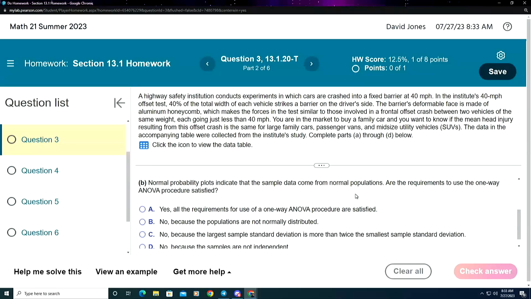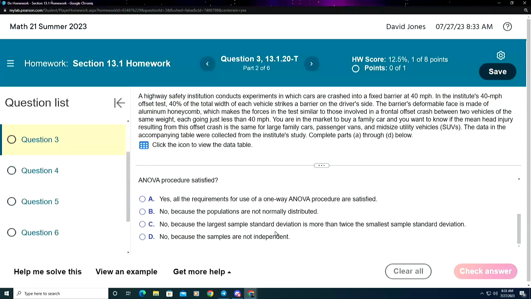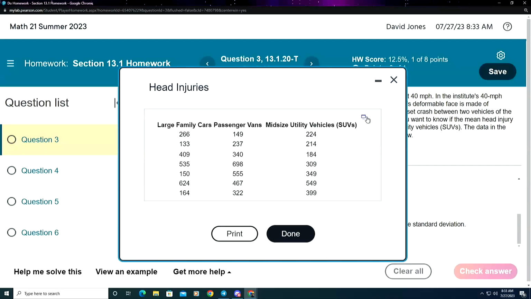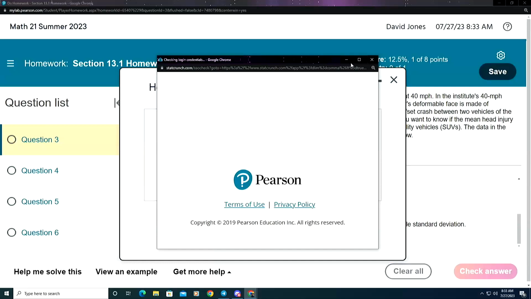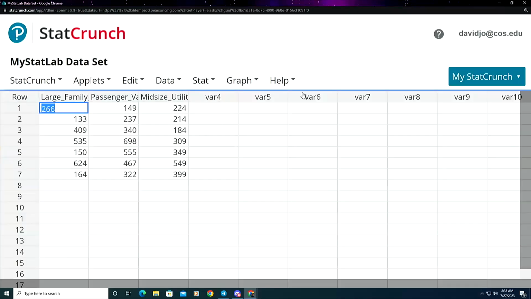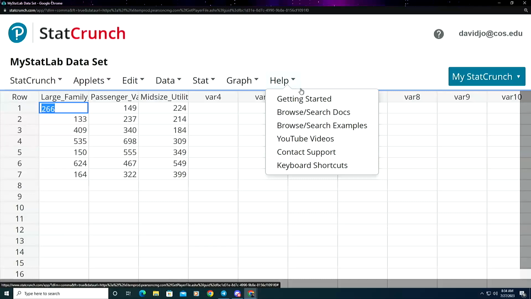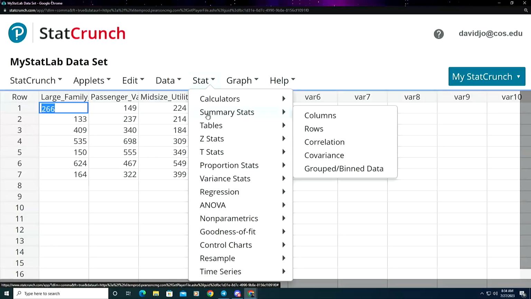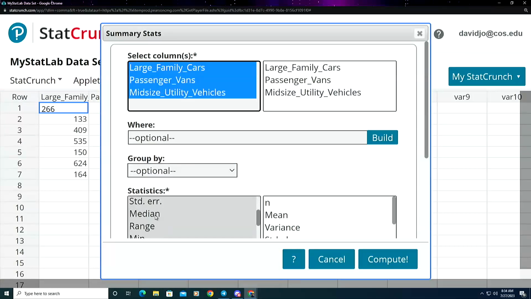Normal probability plots indicate the sample data come from normal populations. Are the requirements to use the one-way ANOVA procedure met? Okay, we got to check, notice one of these is asking about the sample standard deviation. We got to check the standard deviations for these groups. So I'm going to load this into StatCrunch and we're going to go check them real quick. Now, these might show up in the actual hypothesis test. I don't remember. But we already know how to find standard deviation. We do stats, summary stats, columns. We'll just do all three, and I will do standard deviation.